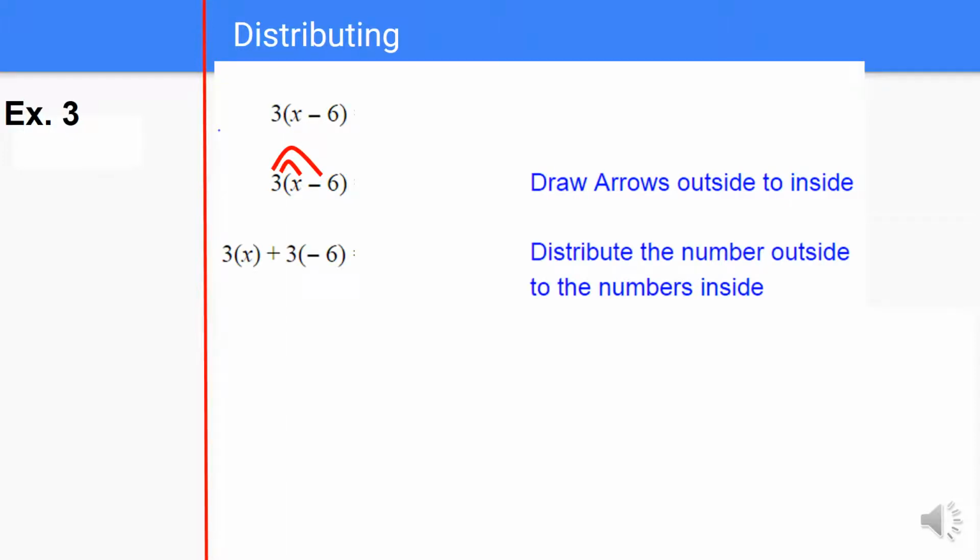Next up, distribute the number outside to the numbers inside. It's like that 3 needs to be multiplied to both parts in there. So let's write out what's going to get multiplied. Next, we actually multiply it. 3 times x, we don't know what x is, so it's just 3x. 3 times -6, oh, that's a -18.